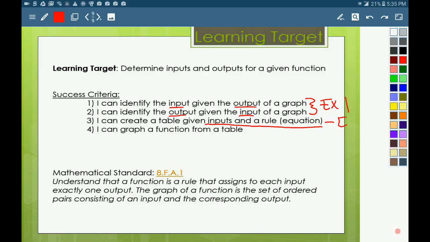That was example 2. And then our last one, that was example 3, I can graph a function from a table. And actually that was example 3 and example 2. I included you guys to do the graph on both of those.